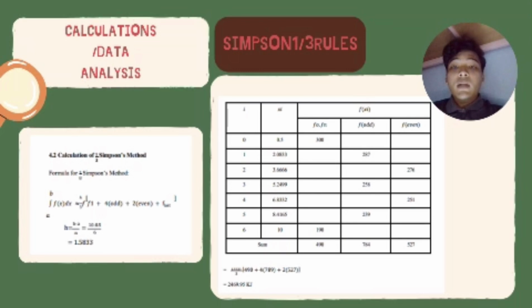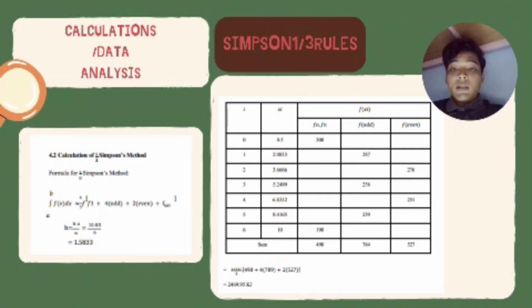The first step is we need to understand the structure of the table. The table provides values for i, which is the index of data points, and xi, the x coordinate values at which the function fx is evaluated. And fxi, the function values at xi, and f odd, the function values corresponding to odd index, which is for the odd numbers 1, 3, 5, and so on. And for f even, the function values corresponding to even index, which is for the even numbers 2, 4, 6, 8, and more. The sum row is used to compute totals for f0, fn, f odd, and f even.